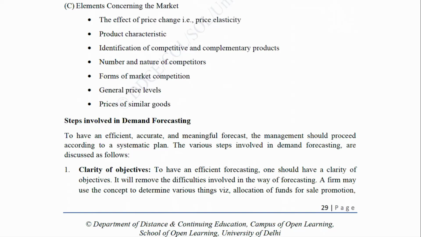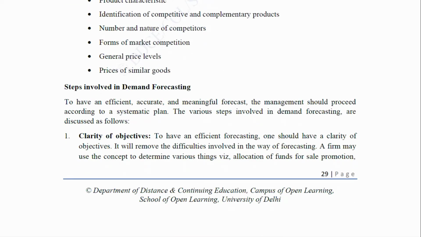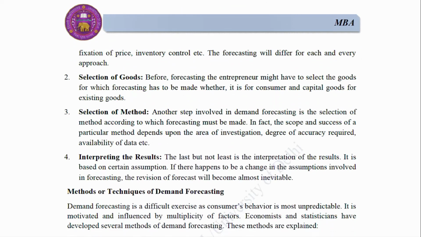A firm may use the concept to determine various things, viz. allocation of funds for sales promotion, fixation of price, inventory control, etc. The forecasting will differ for each and every approach. Second, selection of goods. Before forecasting, the entrepreneur might have to select the goods for which the forecasting has to be made, whether it is for consumer and capital goods or for existing goods.